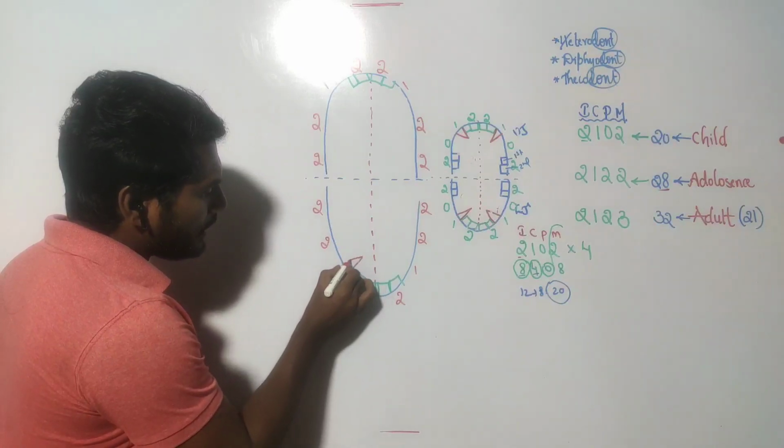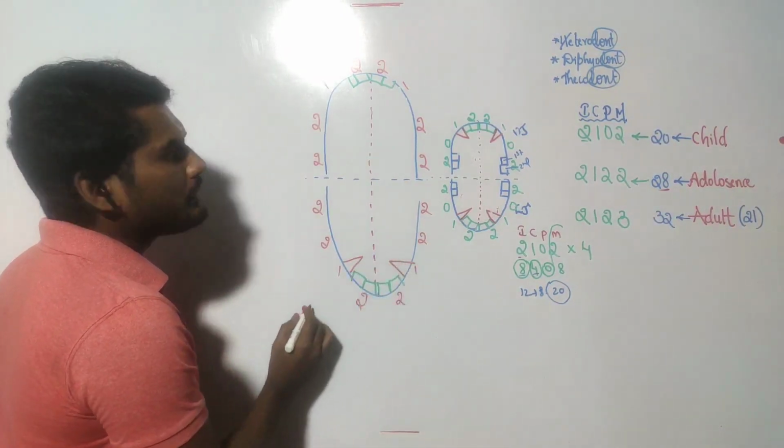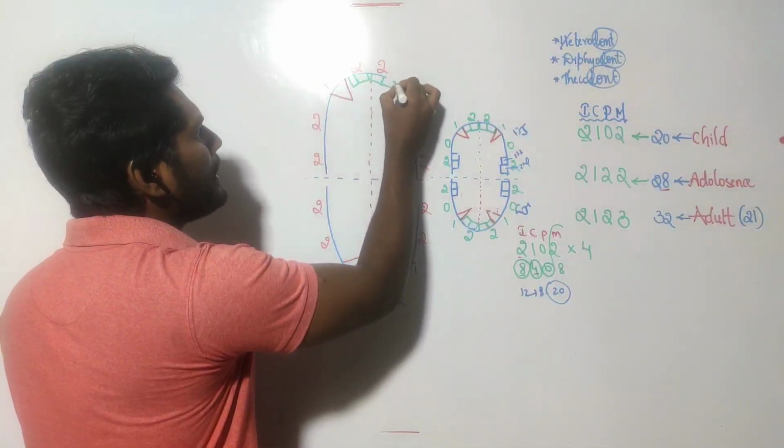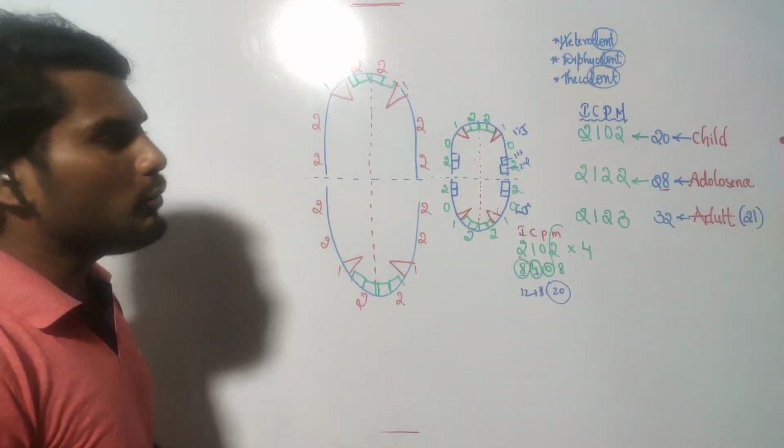Next, after incisors what? Canine. How many canine in here? 1. How many canine here? 1. How many canine here? 1. How many canine here? 1. After canine what? Premolars.